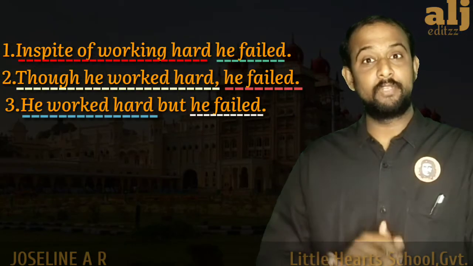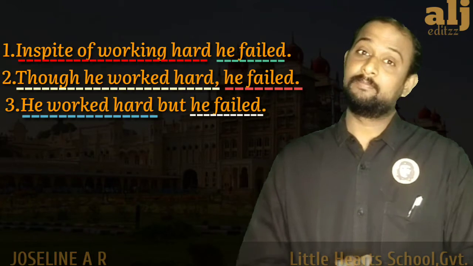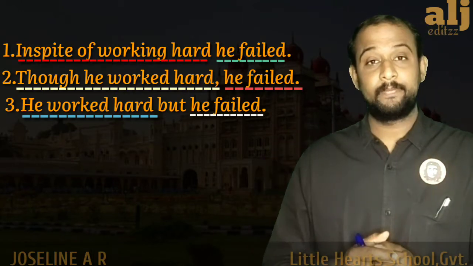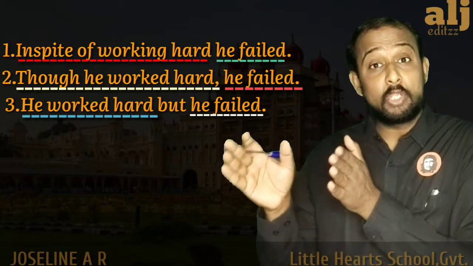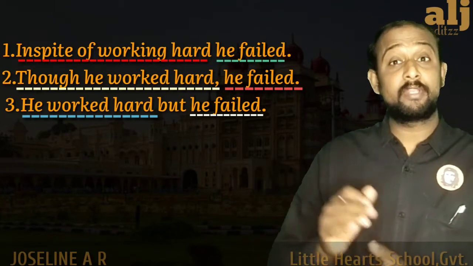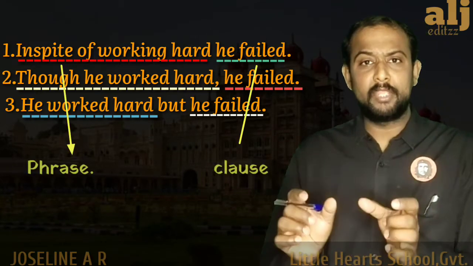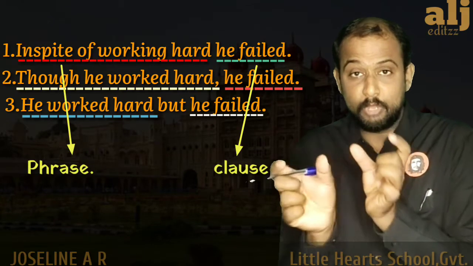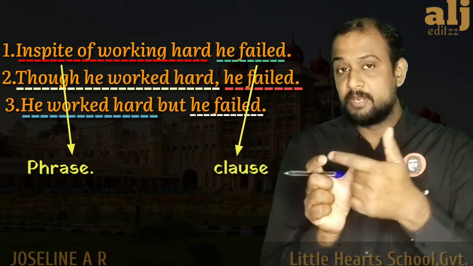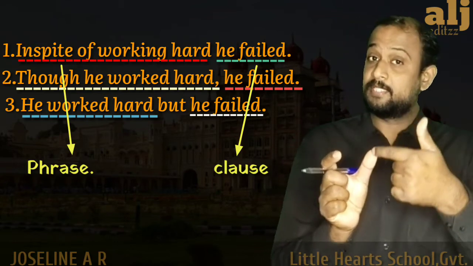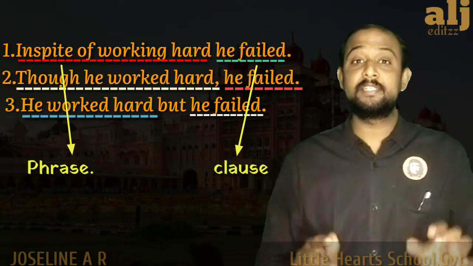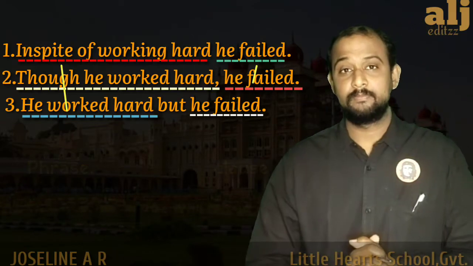See the first one carefully. In spite of working hard, he failed. We have only one clause in this statement. In spite of working hard is a phrase. He failed, see, subject-verb combination. When a group of words has a subject and verb combination, it is known as a clause. And in the first sentence, there is only one clause.